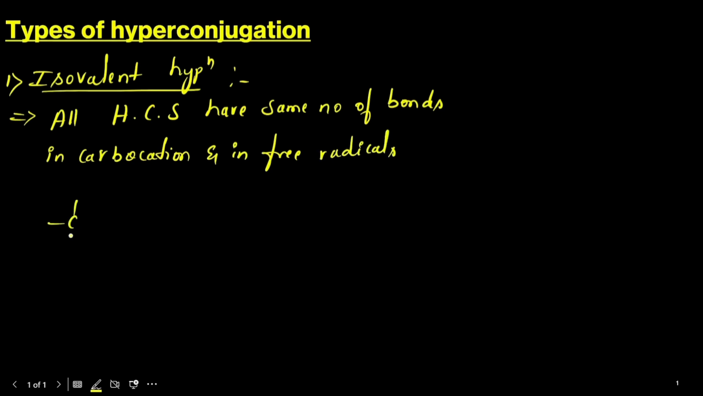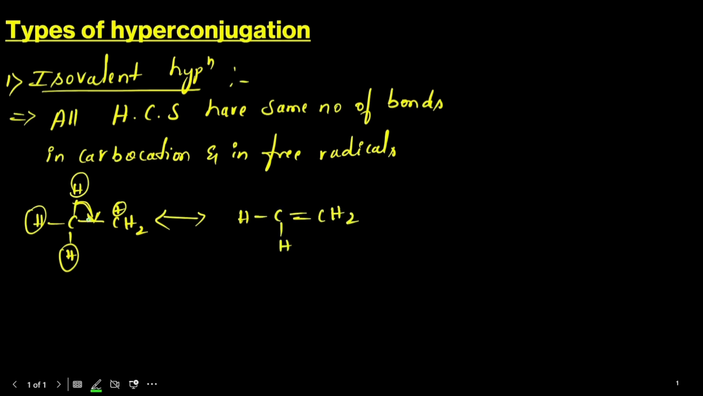We will take an example. Here CH3 and CH2 plus. Okay, this is carbocation. So here 3 alpha hydrogens are there. If this sigma electron is involved in delocalization, what happens? That can be written as H, C, here H and here double bond CH2. So here how many bonds are there? 1, 2, 3, 4, 5, 6. Okay, 6 bonds are there.